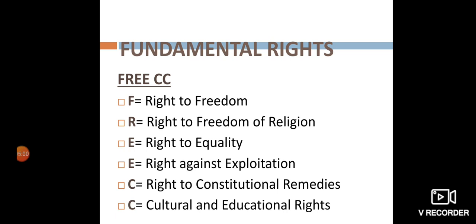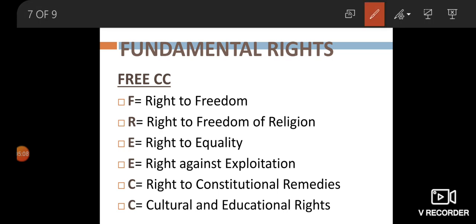Now I just want to tell you a shortcut to remember these fundamental rights. How can we remember these fundamental rights easily? For that you can see here: free CC. First of all, what do you mean by CC? CC means character certificate, and free CC means you can freely get the character certificate issued by school. So let's see the fundamental rights letter by letter. First of all, F. F stands for freedom. So here it is the right to freedom.